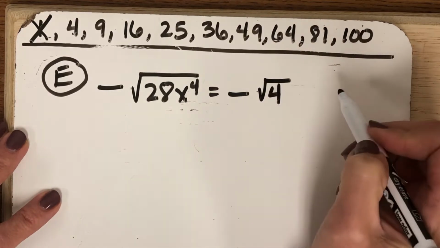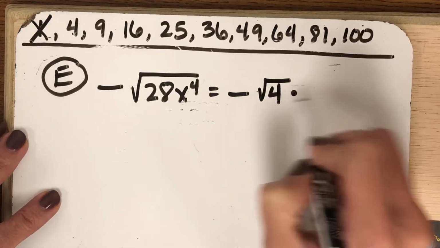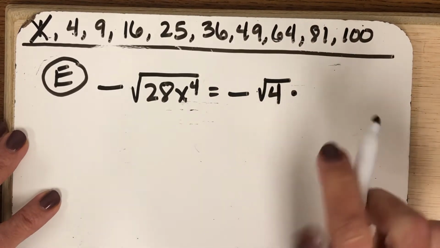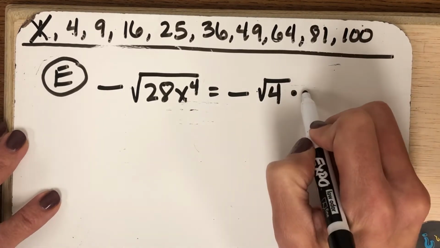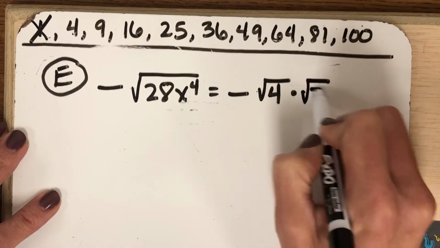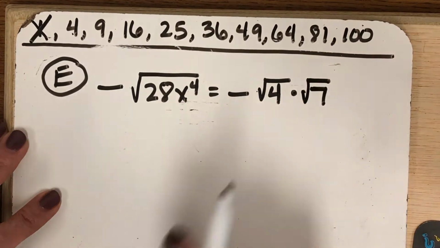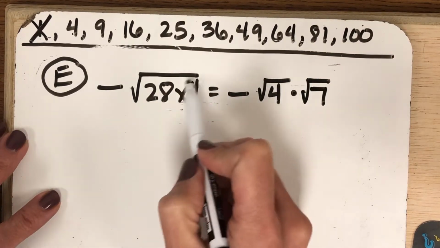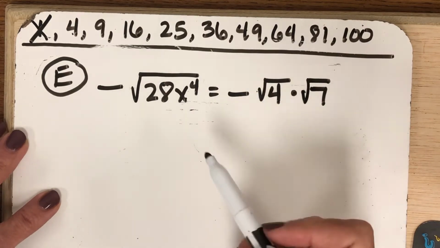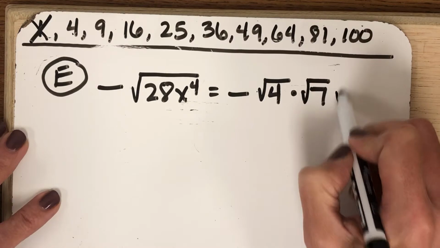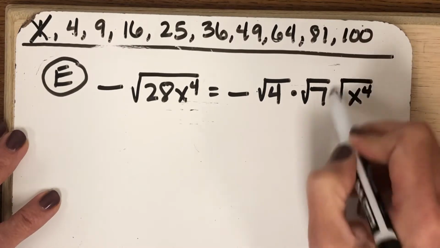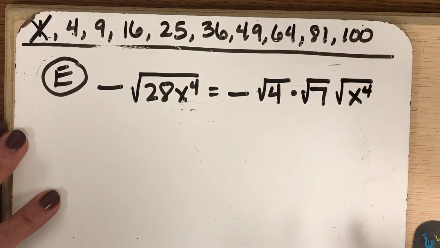So that becomes 4. And here's another way you could do it if you don't want to separate it into your wholes and your leftovers. You could just deal with your number over here and then your variables, if you'd rather do that. This becomes square root of 4 and square root of 7. Okay, so that's dealing with my number. Now I'm going to deal with this x to the 4th. Well, what number times itself is x to the 4th? That's x squared. So technically x to the 4th is a perfect square, and I get no leftovers.